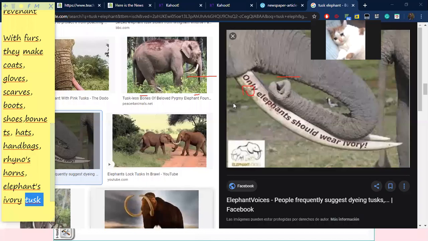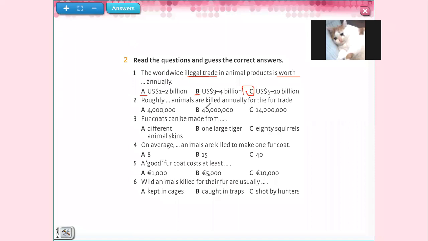Roughly, how many animals are killed annually for the fur trade? Fernandita. Oh, mis ojos. Diga. Fernandilla, how many animals are roughly killed for the fur trade? B. Yes, 40 million. Okay, so that's like three times Chile, but in animals. Okay, that's really cruel.